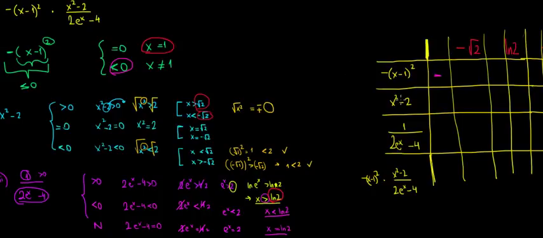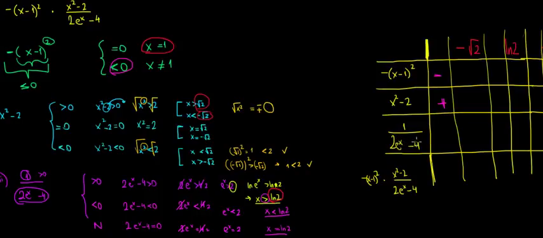Now let's take x squared minus 2. If we plug in a value less than negative square root of 2, let's say negative square root of 3, negative square root of 3 to the power of 2 is 3. 3 minus 2 is 1, so that's a positive value. Now for 1 divided by 2e to the power of x minus 4, e to a negative power is still going to be a positive result, because e is a positive number, and any positive number to any power is going to be a positive number. So this is going to be 1 divided by 2 times a positive number minus 4.